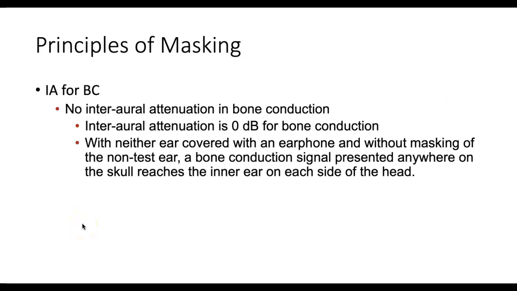Again, interaural attenuation for bone conduction is 0. That's what we use. We assume there is no interaural attenuation because you can even put the bone conduction oscillator on the forehead, and it will be stimulating the better ear. So you can have a dead ear and a normal hearing ear, and if you put the bone conduction oscillator on the forehead, you'll get a response at a low level because of the normal hearing ear.